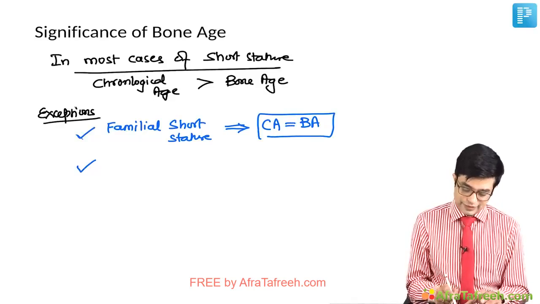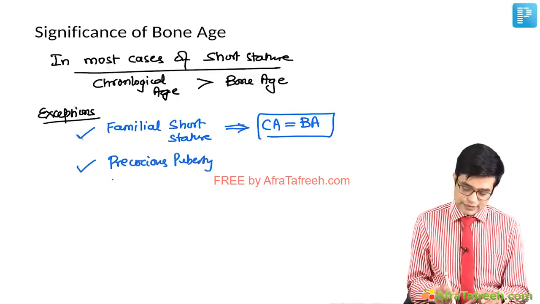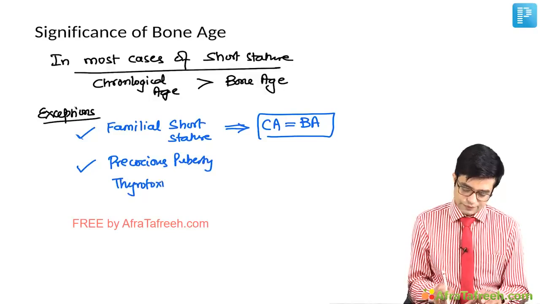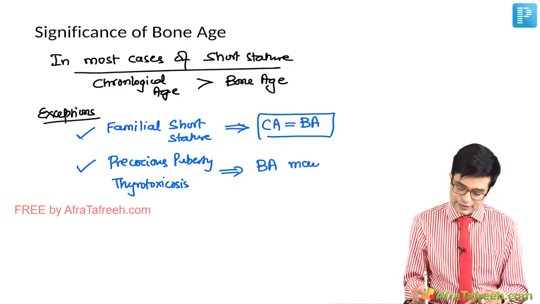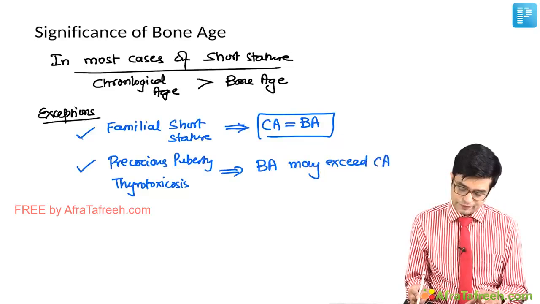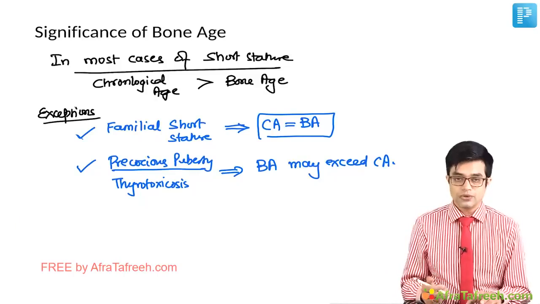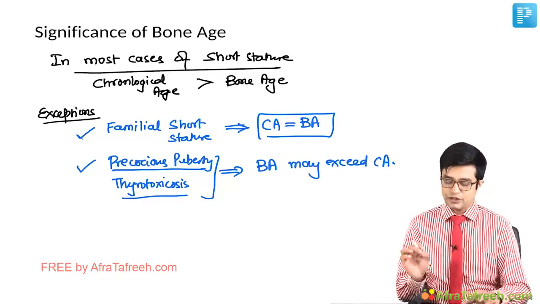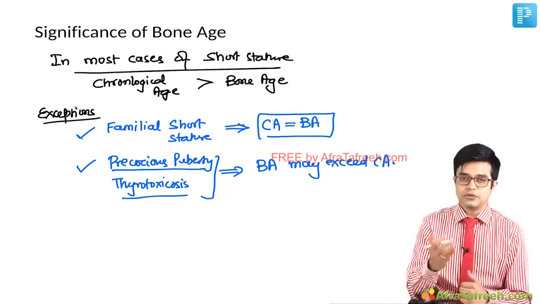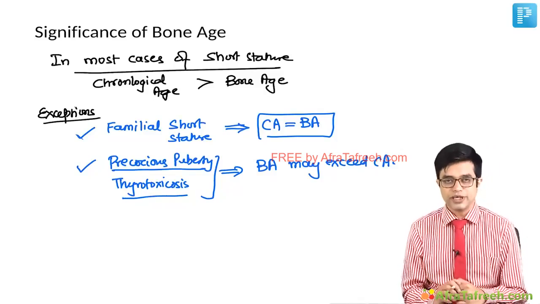You can remember that there are certain conditions called precocious puberty as well as thyrotoxicosis, where bone age may exceed the chronological age. While precocious puberty as a cause is mentioned in OP Ghai also, other textbooks mention thyrotoxicosis also in case of children as a condition where bone age may exceed the chronological age. So statement based questions and fact based one-liners can be asked based upon this bone age.